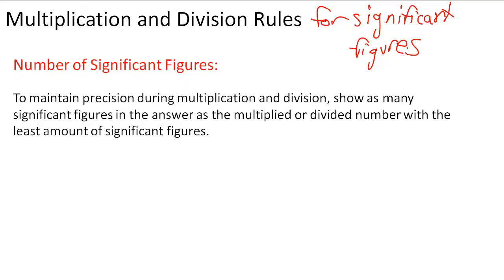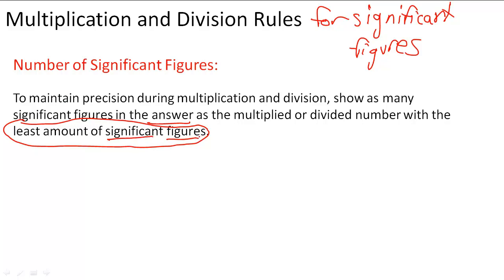For the number of significant figures when you do multiplication and division calculations, to maintain the precision, you show as many significant figures in the answer as the multiplied or divided number with the least amount of significant figures. This is similar in the sense that you use the fewest decimal places for addition and subtraction. But for multiplication, you use the least number of significant figures.